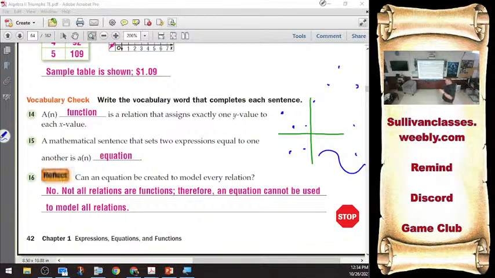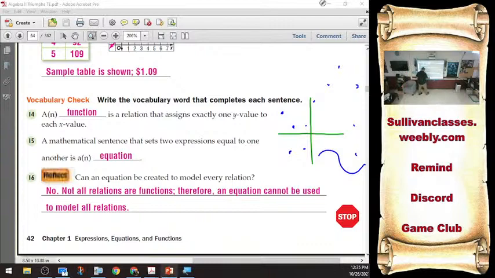So, can I do that right now? No. And I'll smack you too. Yeah. That's what this says. Not all relations are functions. I can make an equation for a function. Not all relations are functions. Only functions can have equations that we know of yet. You've got to get to some pretty wicked math to do non-function equations.